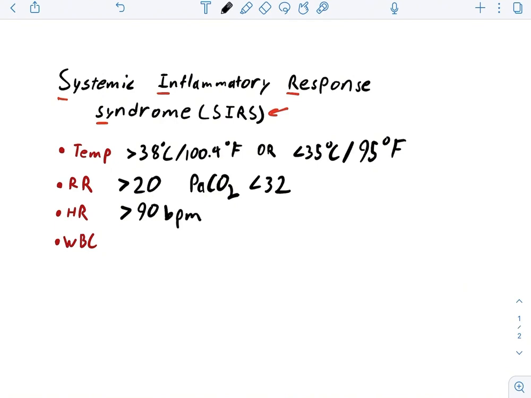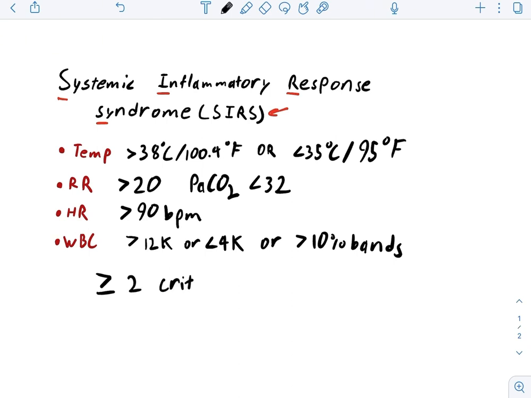And then finally a white blood cell count that is greater than 12,000 or less than 4,000 or greater than 10% bands. So this right here is SIRS, and for something to be SIRS positive, you need greater than or equal to 2 of these criteria, okay?